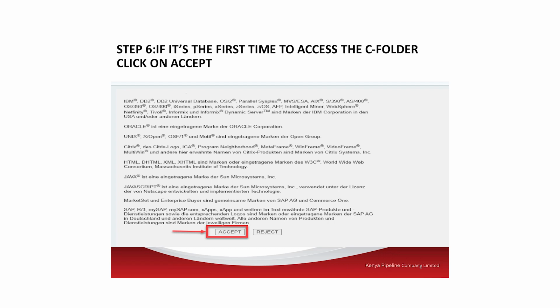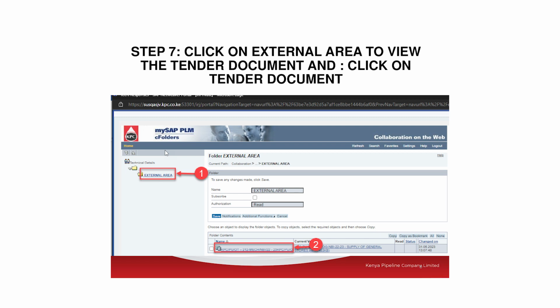If it's your first time to log in, you will get some terms and conditions there which you need to accept. This is a one-off activity. You will not get it again. So click on accept, and it takes you to the collaboration room. The collaboration room is what we also call the C folder in short.